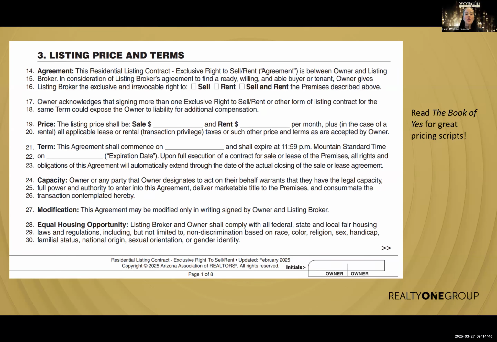However, if you don't do that while you're under contract, specifically in the MLS, if you don't get that updated and it doesn't close and you go to put it back to active, it's not going to go back to active if it falls out. It's going to go right into expired.